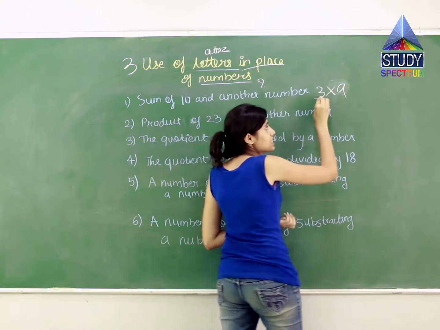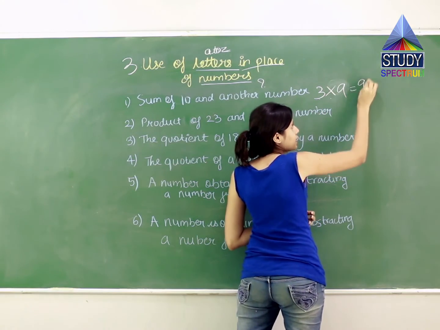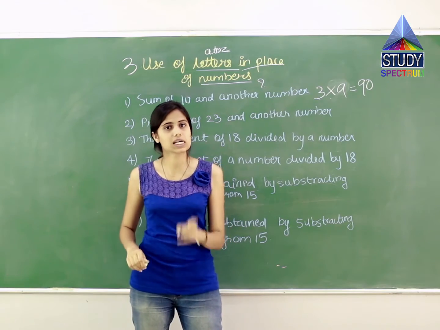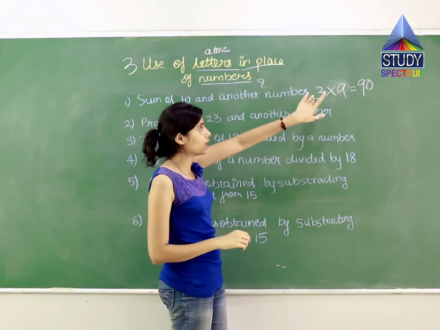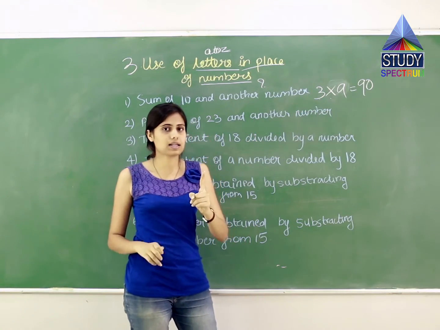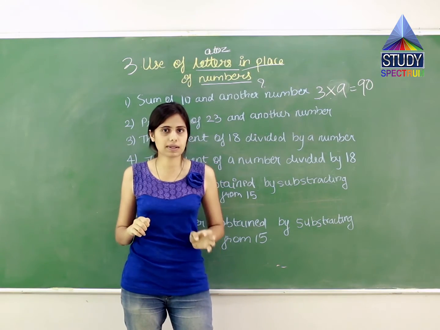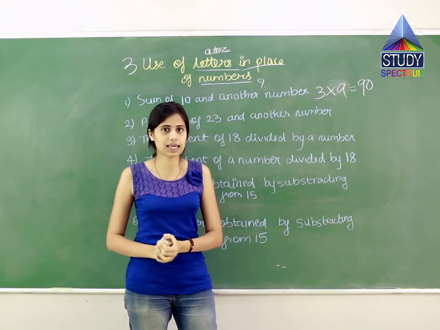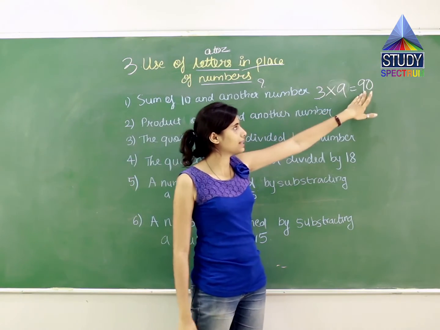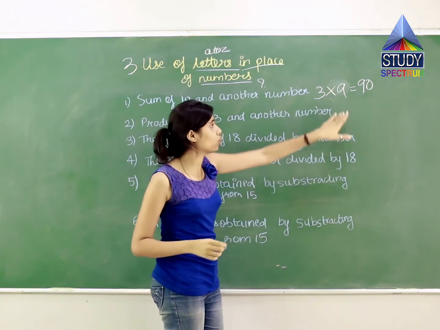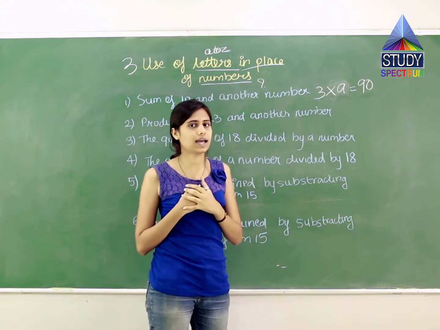But I know this multiplied by this is equal to 90. Why 90? Because I paid the shopkeeper 90 rupees. Means, if one pencil is 3 rupees, I took some number of pencils, I don't know how many, but some number of pencils, and the total money I paid was 90 rupees. Now let us see how to calculate how many pencils I got.